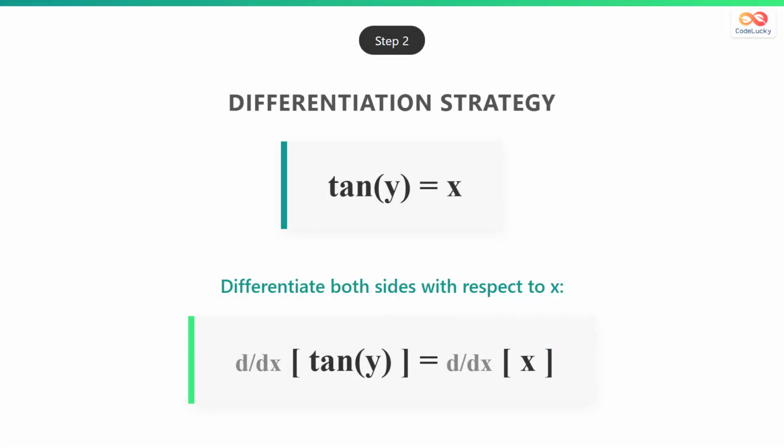Now, let's return to our equation. Tangent of y equals x. Our goal is to find the derivative of y with respect to x. We will perform implicit differentiation on both sides of this equation with respect to x.